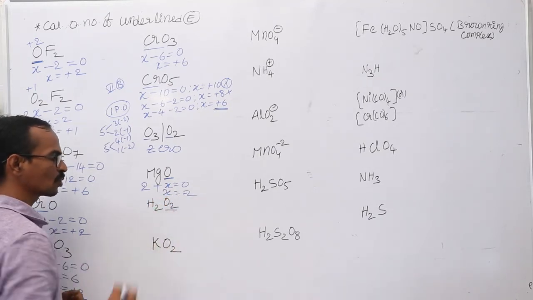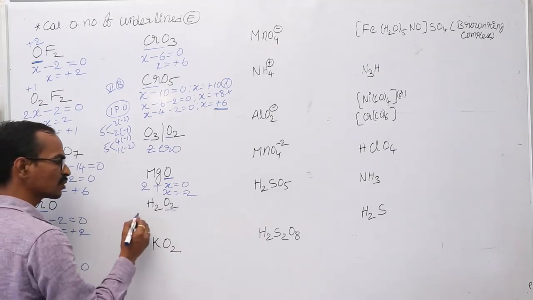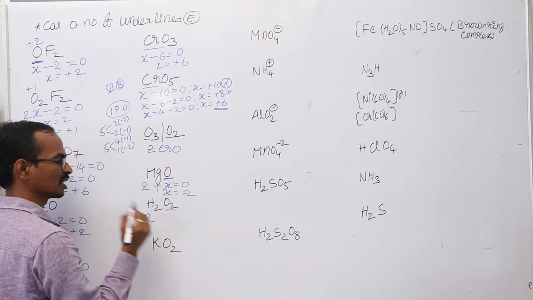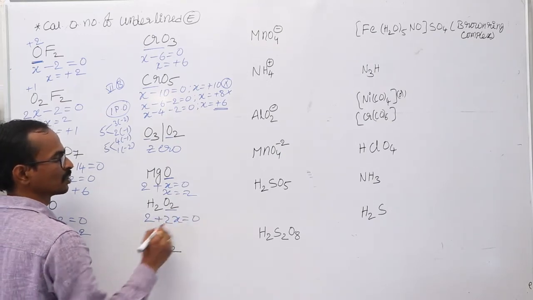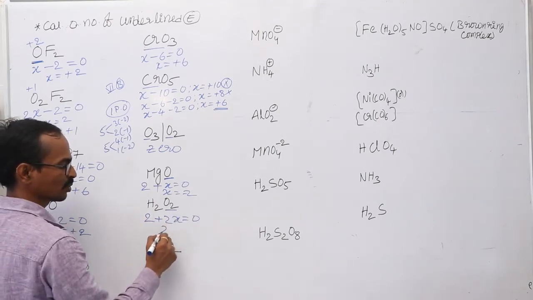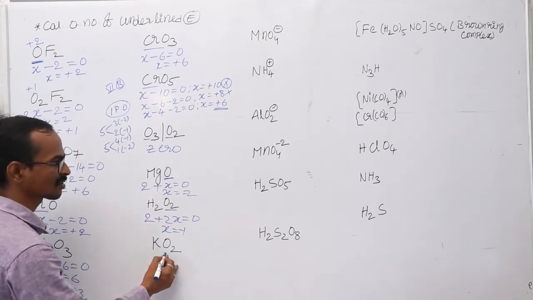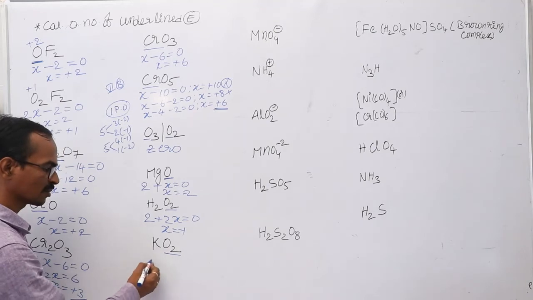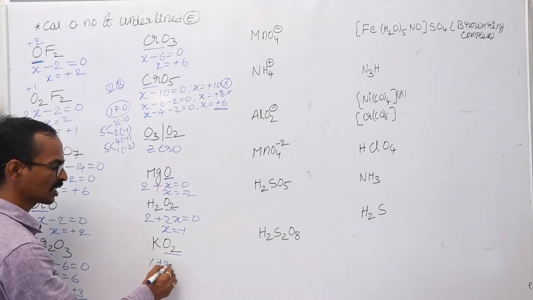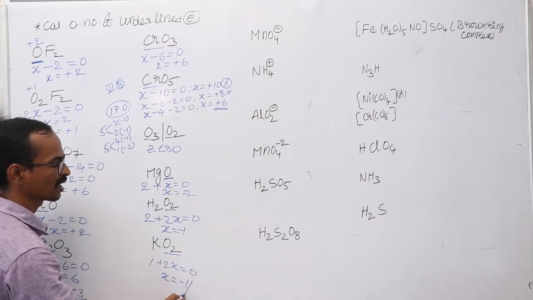Here in H2O2, I need to calculate the oxidation number of oxygen again. Each hydrogen is having plus 1 oxidation state. So 2 hydrogens, 2 plus 2X is equal to 0. 2X is equal to minus 2. X is equal to minus 1. In KO2, I have to calculate the oxidation number of oxygen. 1A group element is potassium. So 1 plus 2X is equal to 0. 2X is equal to minus 1. X is equal to minus 1 by 2.